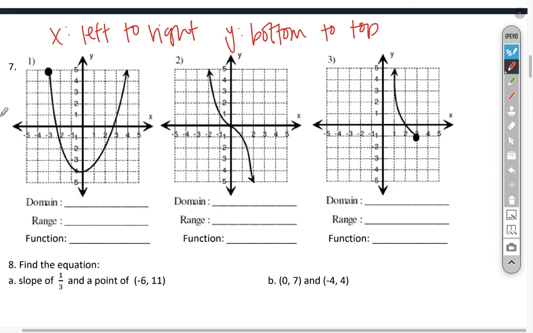So our domain here means we need to look at x. Notice we have a closed circle on the end, meaning we're not going past this point on the graph, which looks to be negative 3. So we've got negative 3. And then our last x value is going to be infinity.